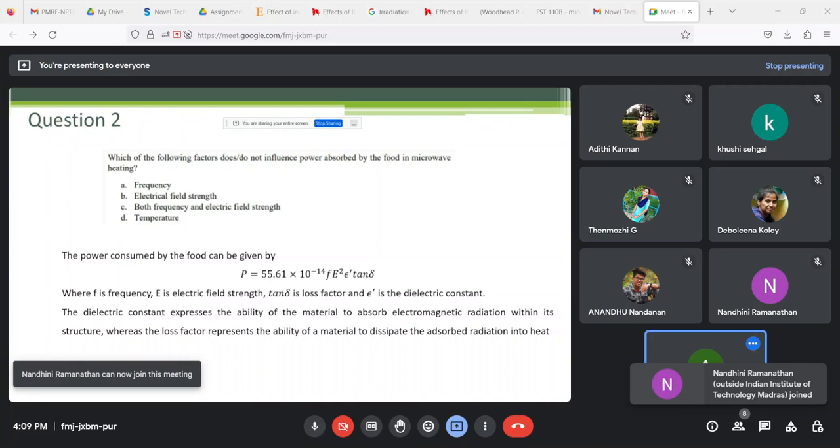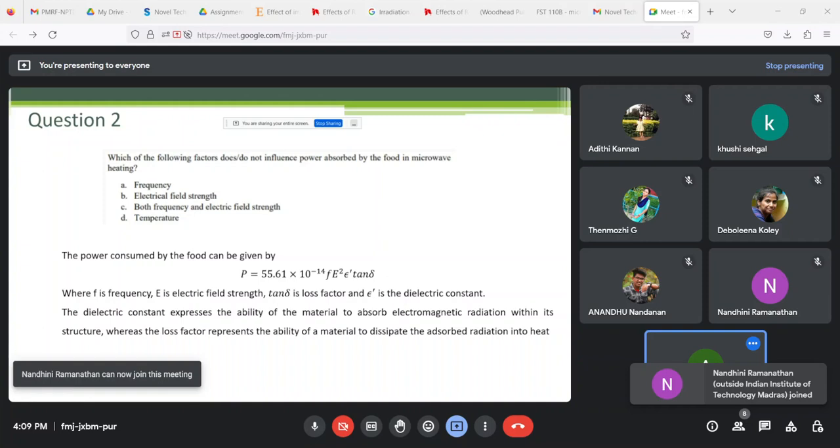So dielectric constant is the ability of the material to absorb the electromagnetic radiation that you are giving. Whereas the loss factor, which stands for tan delta, is the ability of the material to dissipate the absorbed radiation into heat. So ideally, when you are trying to heat up a food, you would want the dielectric constant to be very high, so that it can absorb the electromagnetic radiation that you are giving. But your loss factor should be as low as possible, so that whatever it is getting absorbed is not dissipating away as some other processes.